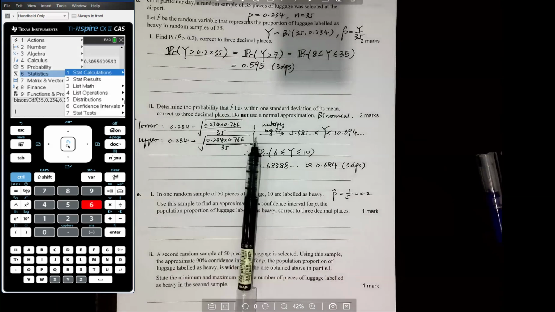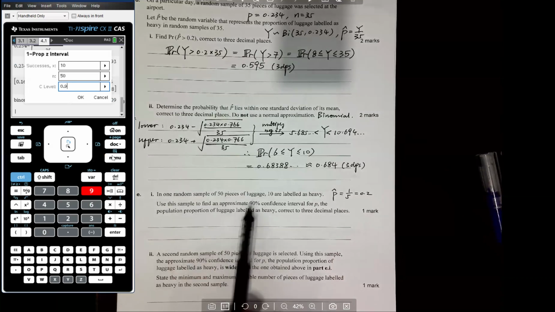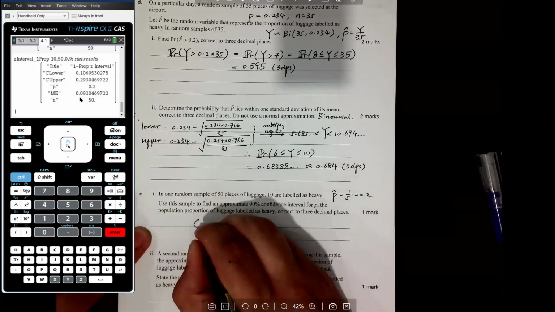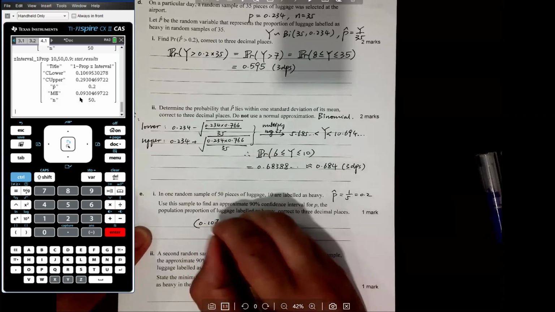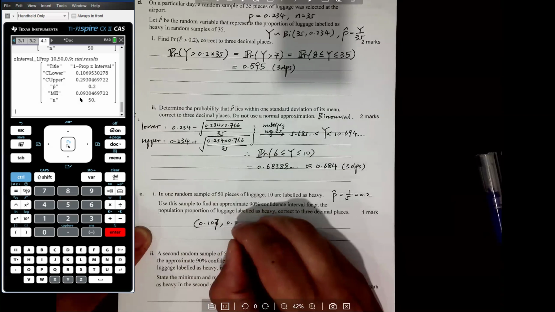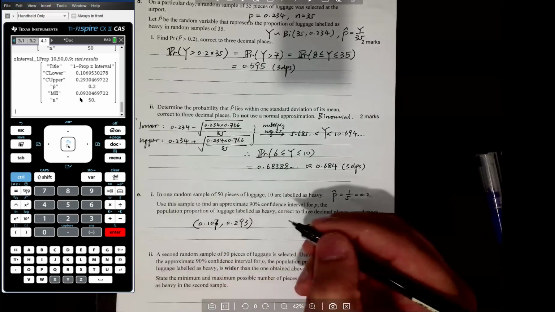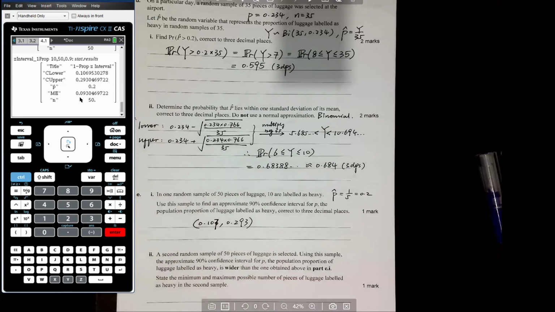Menu 6, 6, 5. So we have 10 pieces, X, 50 pieces, N. C level is 0.9, not 0.95, okay? 0.9, 90%. Press OK and Control Enter. Just copy the answers. 0.106, actually 0.107, bear with me, rounded correct to 3 decimal places. And 0.293, okay? 0.293.